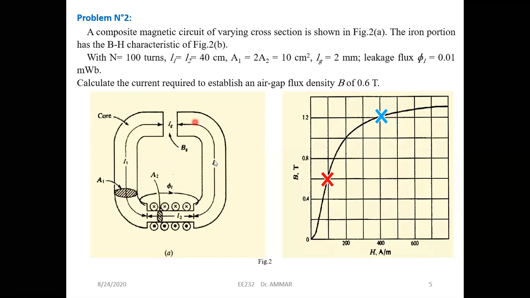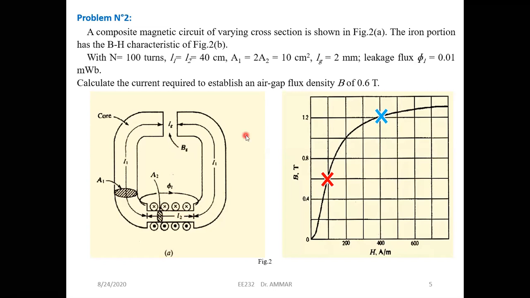We can see here that we don't have the same cross section. For example, this piece here, L2, has a different cross section from this piece and this piece. Those pieces are identical, L1, L1, and this piece has a different cross section, and also we have an air gap.